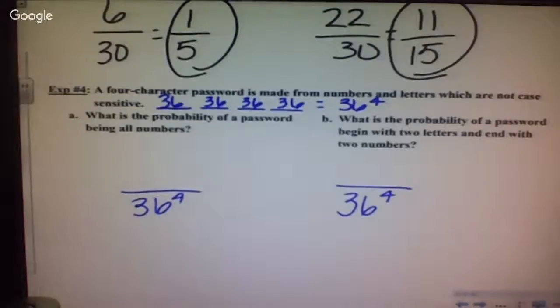Okay? Now, in the top, I want my password to be all numbers. So how many options do I have to fill in each slot? 10, 10, 10, 10. That goes in the top. Instead of writing 10, 10, 10, 10, I could write 10 to the 4th. It's the same thing. So your answer here is 10 to the 4th over 36 to the 4th, which is, where's my answer key?